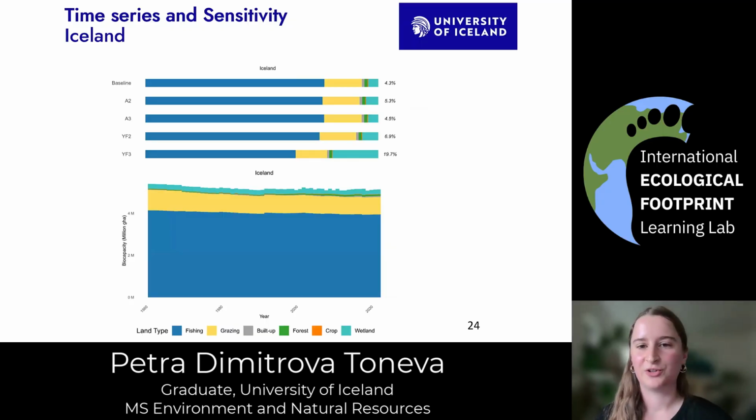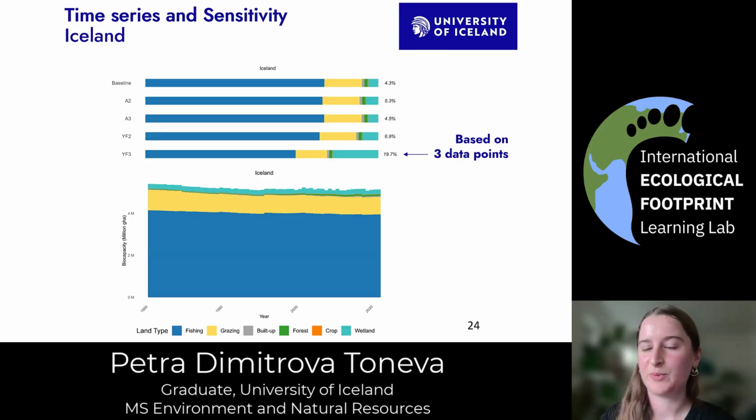And with that, we can already look at the entire biocapacity time series for the different countries, as well as our different scenarios. And what is interesting for Iceland is that wetland biocapacity does change from 4.3 to 6.9%. But especially in the last case, where we had this yield factor based on very few data points, it shifts quite dramatically. So this is, again, more of a cautionary tale that wetland productivity is very, very variable.